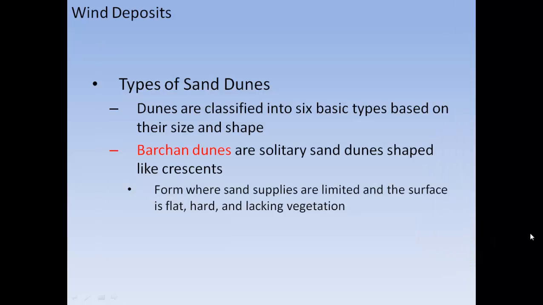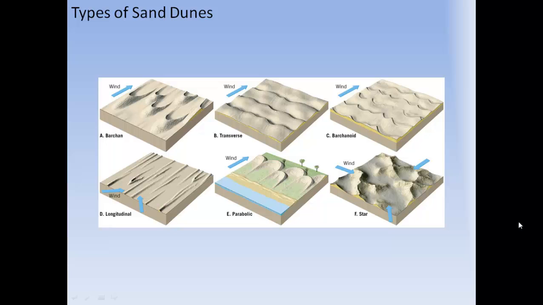Types of sand dunes. Sand dunes are classified into 6 basic types based on their size and shape. Barchan dunes are solitary sand dunes shaped like crescents, formed where sand supplies are limited and the surface is flat, hard, and lacking vegetation. So here is a barchan dune. The wind is going this way, and the legs are pointing the other way. These are transverse dunes, perpendicular to the direction of wind flow.